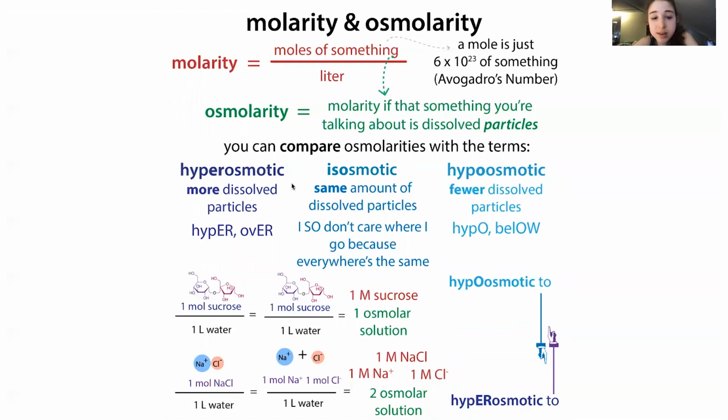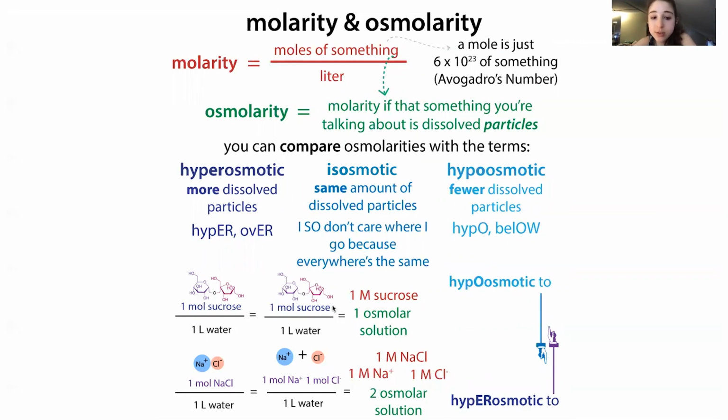And we can compare osmolarities with terms. So we have hyperosmotic, meaning that there's more dissolved particles, hyper being over. Isoosmotic means that they have the same amount of dissolved particles. I so don't care where I go because everywhere is the same. Or hypoosmotic, which means that they have fewer dissolved particles, hypo being below.